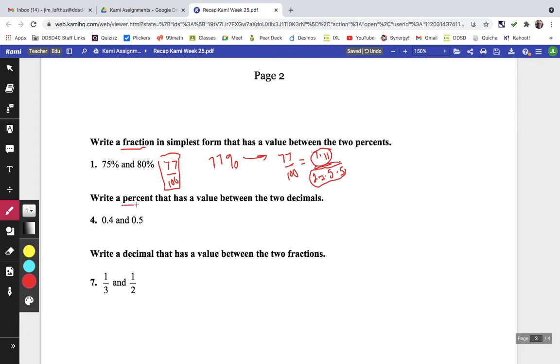Write a percent that has value between the two decimals. Well, if I know that 0.45, so if I add anything other than 0 to this 4, then it gets closer to 0.5. So if I put a 5 there, for example, if we draw it on a number line, here is 0.4, and here is 0.5, and halfway in between is 0.45. And so that is between 0.4 and 0.5, and so that needs to be changed to a percent, which is 45%.